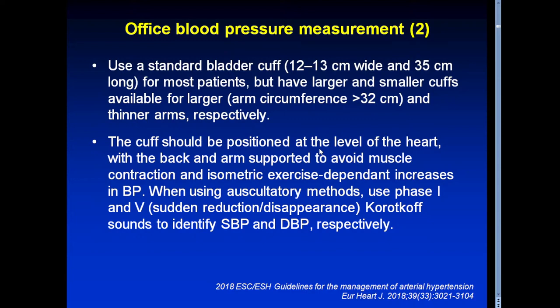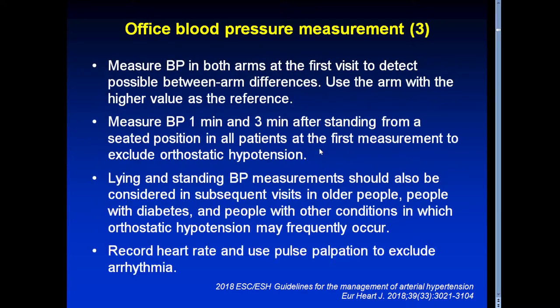When using auscultatory methods, use phase 1 and 5, sudden reduction and disappearance, of Korotkoff sounds to identify systolic BP and diastolic BP respectively. Measure BP in both arms at the first visit to detect possible between-arm differences. Use the arm with the higher value as the reference. Measure BP 1 and 3 minutes after standing from a seated position in all patients at the first measurement to exclude orthostatic hypertension.